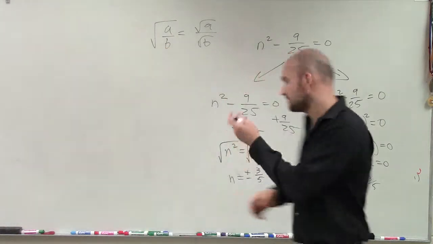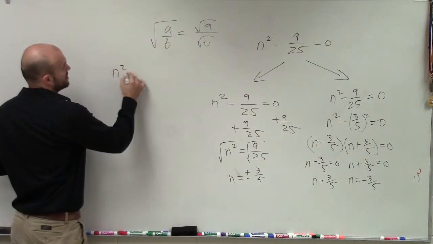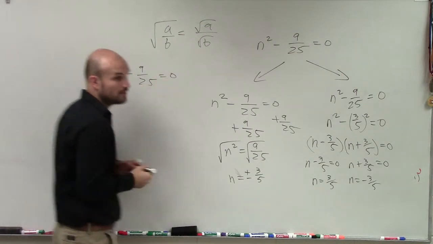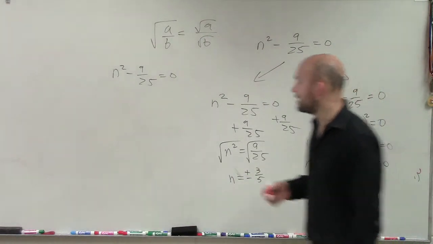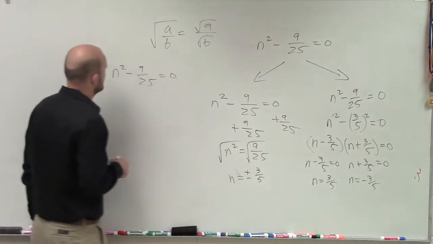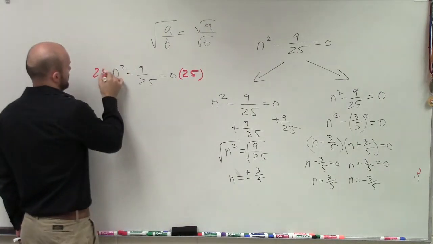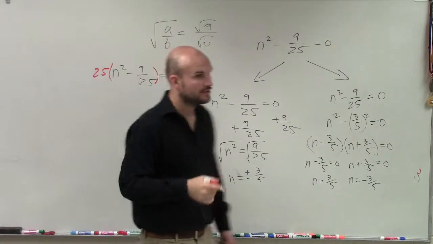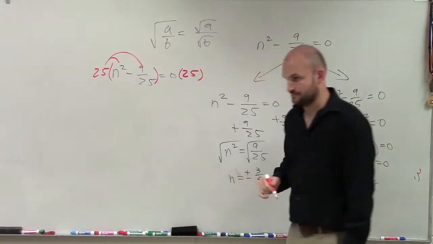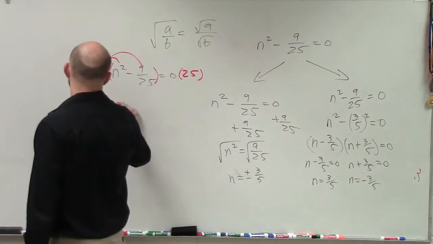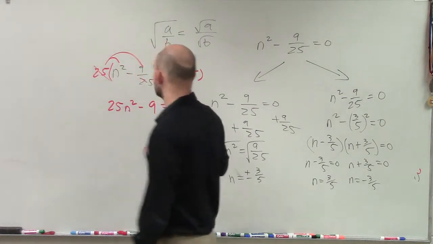Okay. Now, a couple of students did this. So I gave them n squared minus 9 over 25 equals 0. And yeah, they wanted to get rid of the fraction, right? Of course, why would you not want to get rid of the fraction? So I would multiply by 25 on both sides. Now remember though, when you multiply by 25 on both sides, you need to distribute the 25 to both terms, right? So therefore it'd be 25 n squared minus 25 times 9 over 25 equals 0.